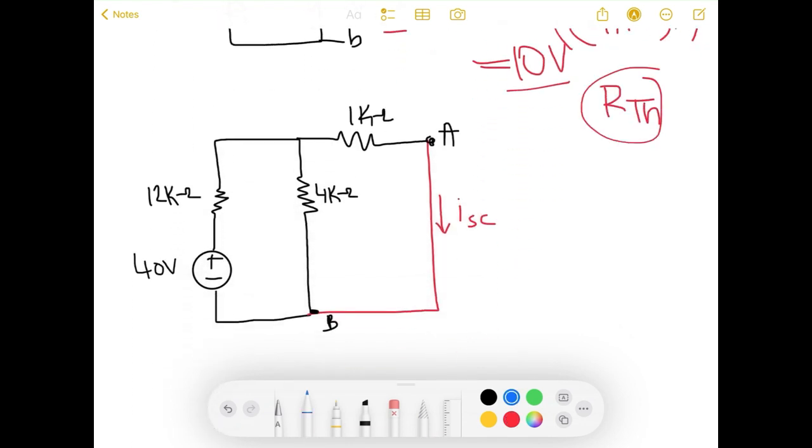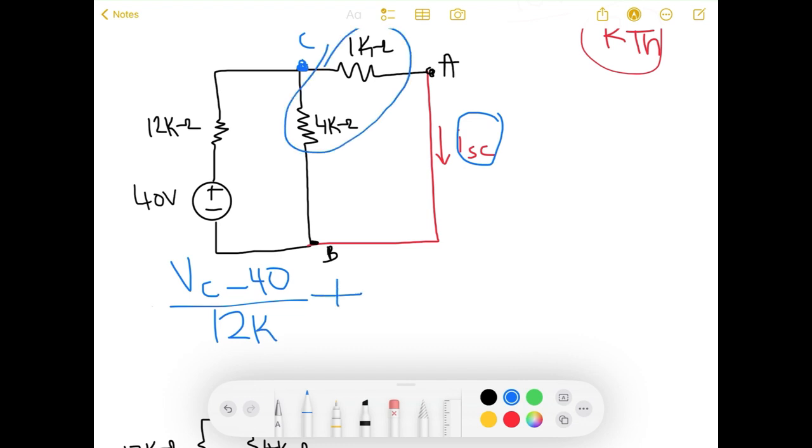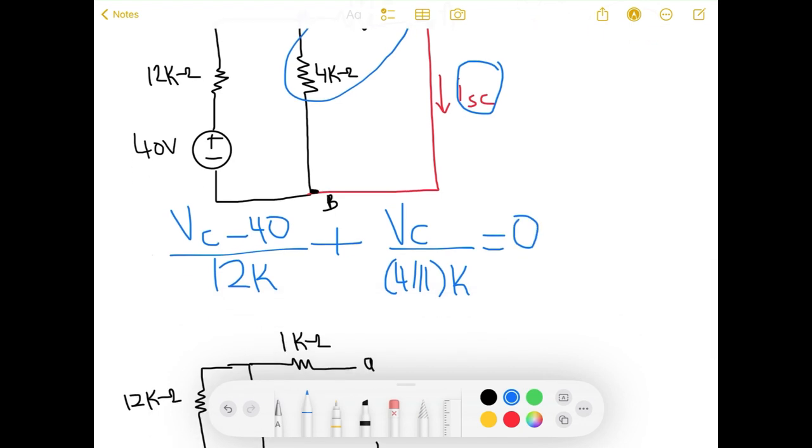The first method is by calculating I short circuit. How do I do that? I can simply use node voltage at this node, and I'm going to call it C. Now, let's write my KCL equations. So it is VC minus 40 over my resistance, plus, since these two resistors are in parallel, I can just join them in one equation. So VC over 4 parallel to 1K is equal to 0. I have one equation, one unknown, so VC is equal to 2.5 volts.